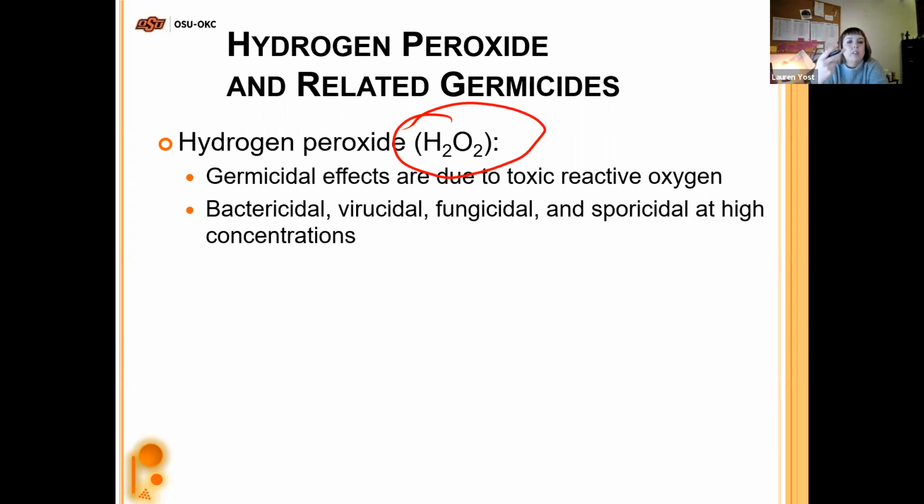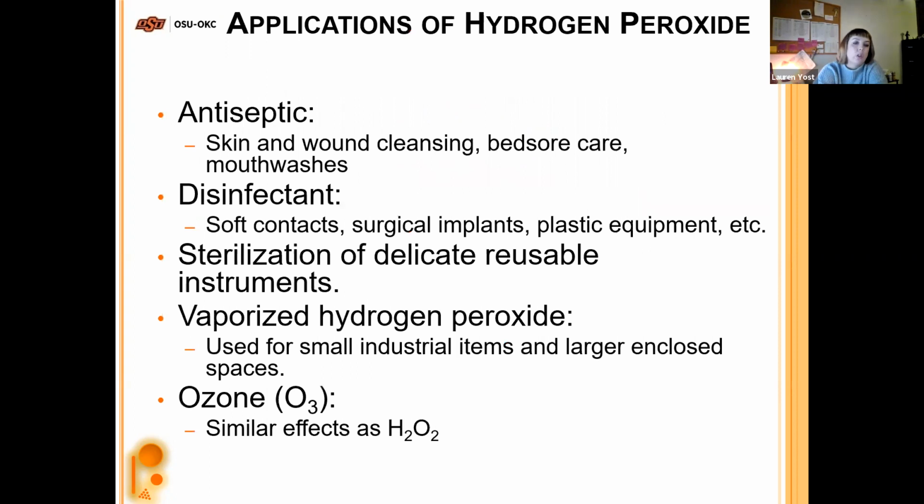It's bactericidal, virucidal, fungicidal, and sporicidal at high concentrations. It's pretty useful. So what do we use it for? We can use it as an antiseptic and skin care, like cleaning skin, wounds, bed sores, mouthwash. It even says it on the bottle. If you buy it at like CVS, you can use it as a mouthwash. We use it to disinfect things such as surgical implants, sterilizing delicate reusable instruments at the high concentrations. We can vaporize it into a gas for small industrial sized items that we need to get into.